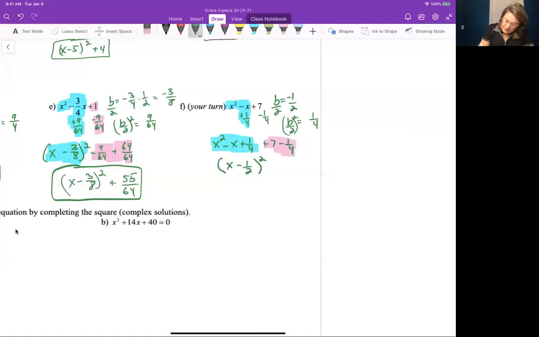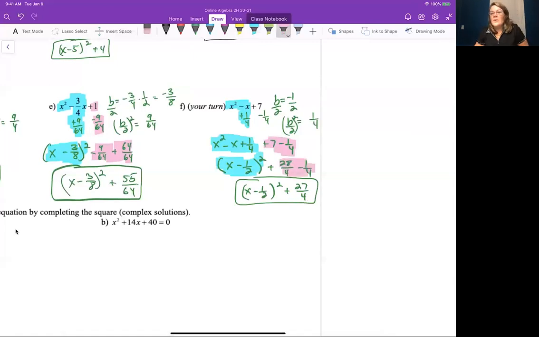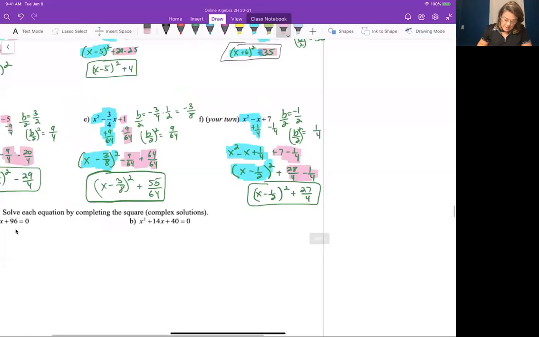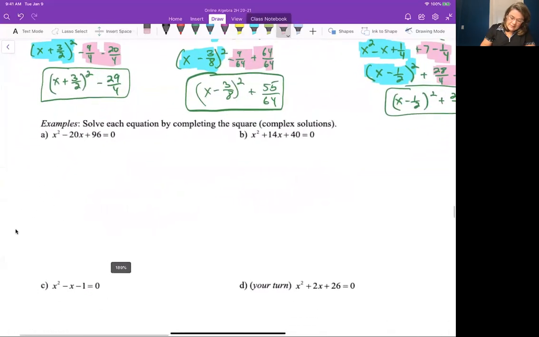But, and then I want to add 7. I need to create a common denominator, so I have 28 over 4 minus 1 over 4, and I will simplify one more time. Squared plus 27/4. And this was the part of the expression that we created in a perfect square. And this was the part that we had to just simplify, okay? All right, let's move on to the next.